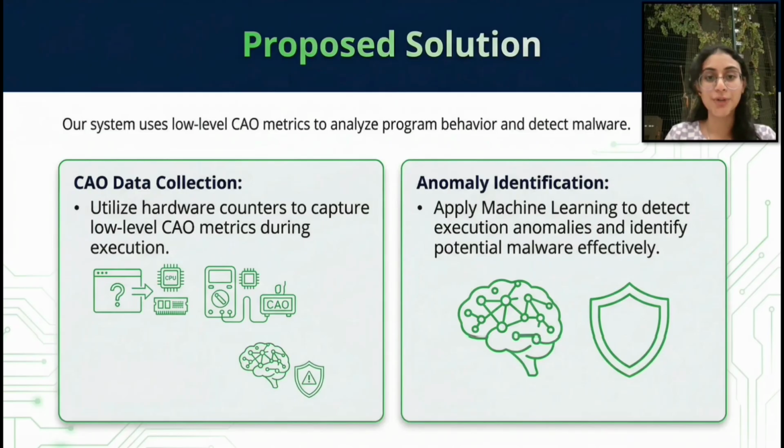Moving on to the proposed approach. Our solution focuses on behavior-based detection using CAO concepts. Instead of analyzing the code directly, we observe how a program interacts with the system hardware during execution. These interactions are captured using hardware performance counters, also known as HPCs. By analyzing metrics like instruction execution, cache usage, and branching behavior, we can identify abnormal patterns. These patterns are then processed using machine learning to detect potential malware. This approach makes our system more robust and capable of detecting even unknown threats.